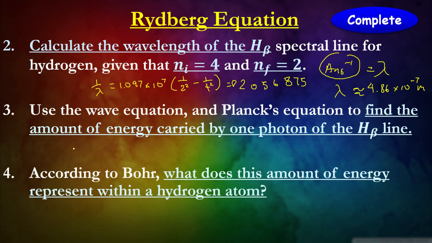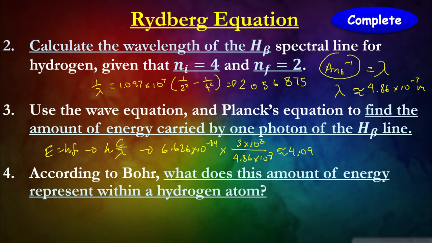The next part we need to find is the amount of energy. So if we know the wavelength, we know that Planck's equation is E equals hf, but we can also write it as h times the speed of light, divided by wavelength. So if we substitute Planck's constant in, 6.626 times 10 to the power of minus 34, times the speed of light, divided by our value for the wavelength, the value we should get is approximately 4.09 times 10 to the power of minus 19 joules.